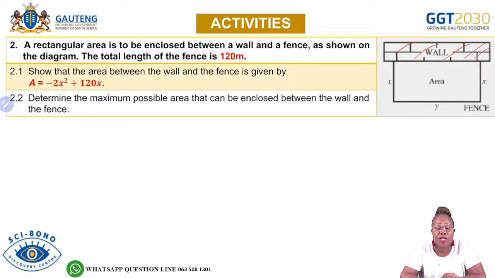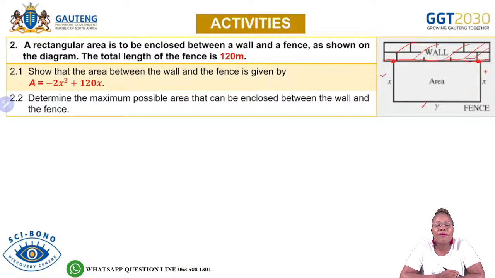We now have 120 fence, but we are not going to fence this side because this fence will be attached to that wall there. So we'll fence only 1, 2, 3 sides there. That is the difference between this activity and the previous one. No more 4 sides, but we are now fencing 3 sides here. So now the 2.1 says show that the area between the wall and the fence is given by A equals minus 2x squared plus 120x.